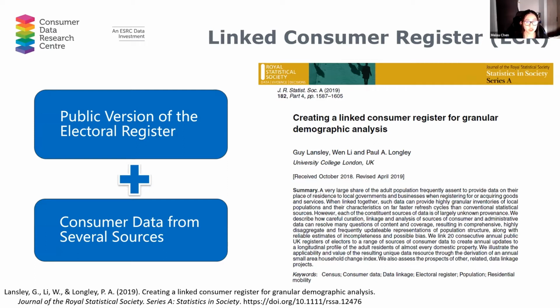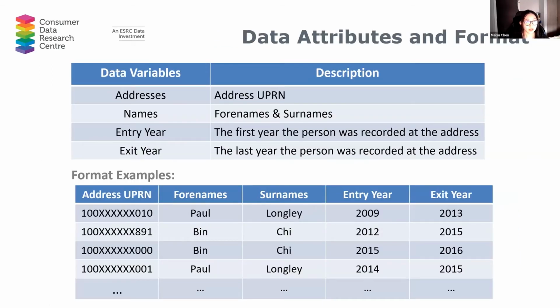And recently, the new version is available up to 2020 on our CDRC website and will be continually updated every year. The detailed information will not be presented here. You could refer to this published paper for more information. The LCR data we use is based on the linked UPRN version. The total size of the data we used contains 32 million unique register entries. It mainly has four variables, including addresses, names, entry year, and exit year.